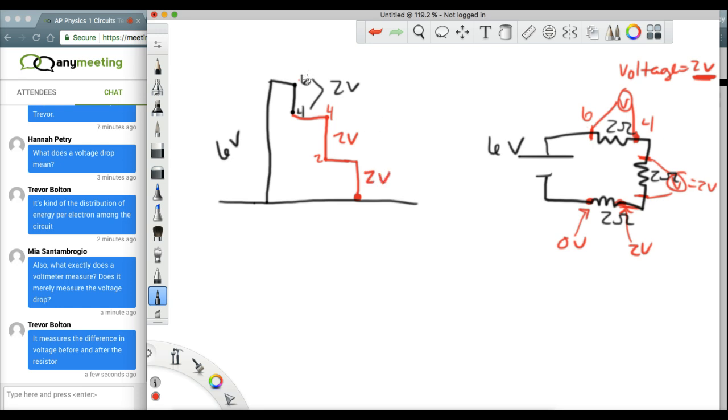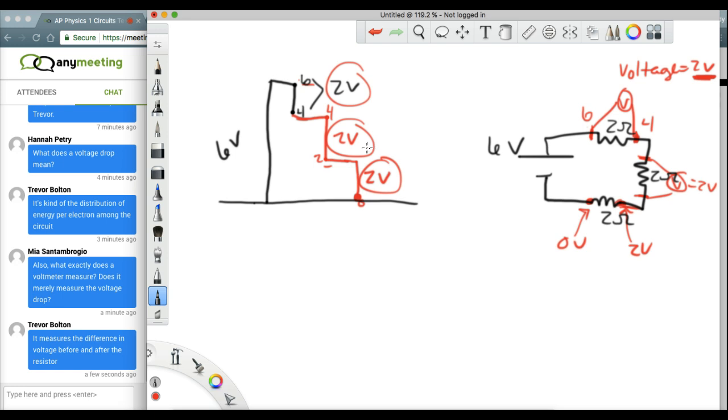You'll never really see me talk about the 6, the 4, the 2, the 0. What we mostly talk about is the voltage, which is the electrical potential difference. But each time we add a resistor, there is more and more drop.